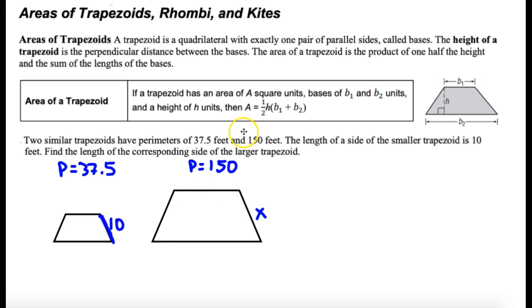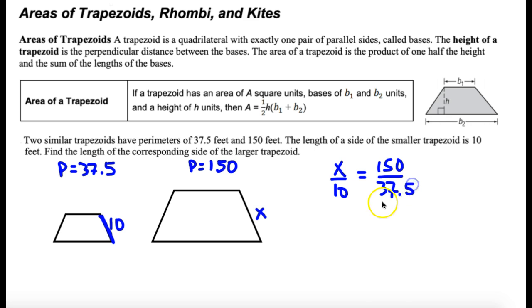So if you remember, back when we talked about similarity, if two figures are similar, that means each pair of corresponding sides is proportional, and it also means the perimeters are proportional. So I could set up a proportion here. Okay, if I start with x, I could say x over 10 equals the perimeter of the larger figure over the perimeter of the smaller figure. And remember, to determine what order we go in, since I started with x, I did big side over little side, then I would do equals big perimeter over little perimeter.